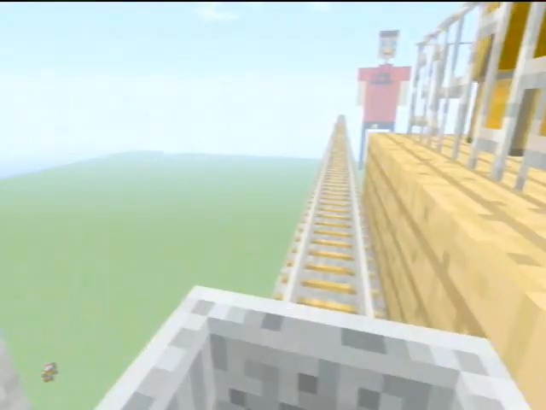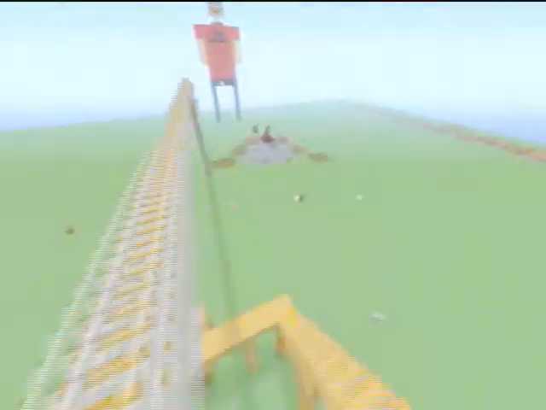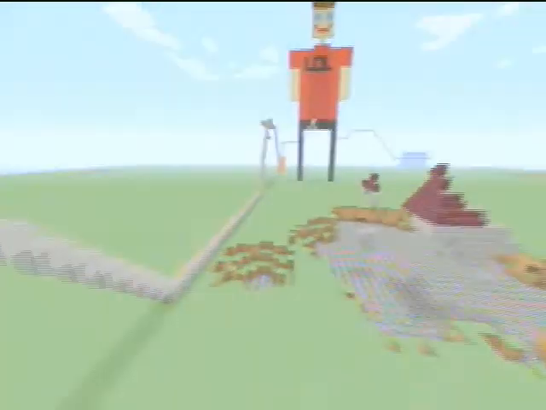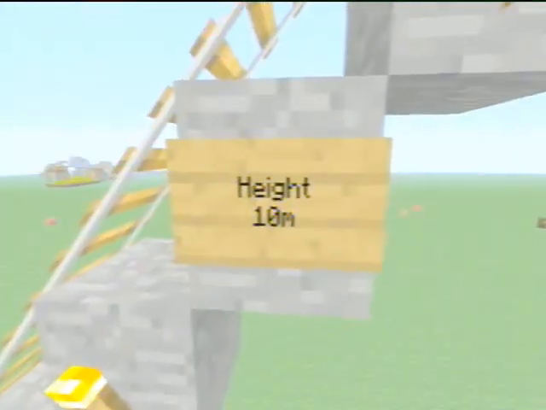Alright, so, actually, you know what, before we start, let's go over the heights. 1 block is equal to 1 meter here, so right there is 30 meters. We're going to go ahead in the track. And by the way, this is all exact based on that. Right here is 10 meters.